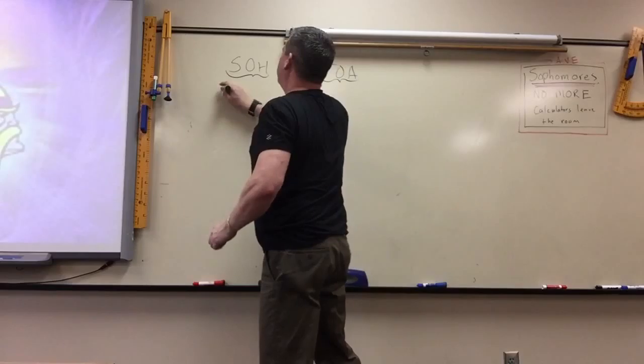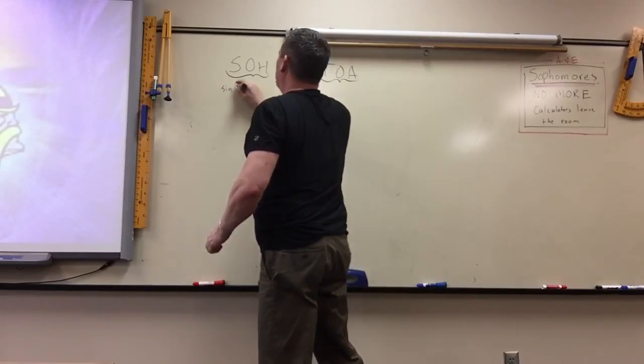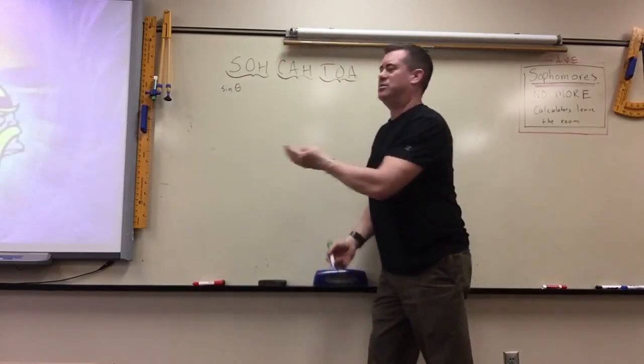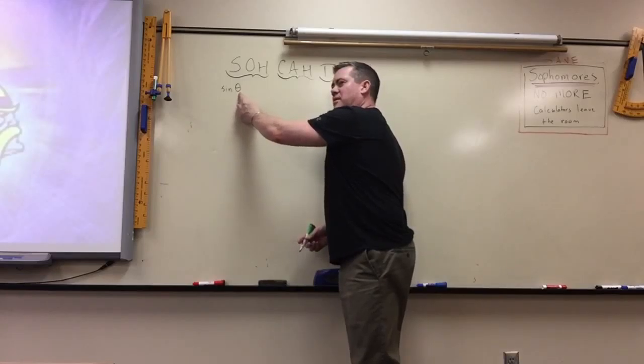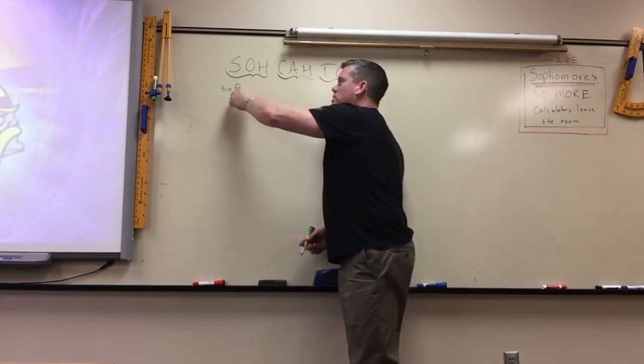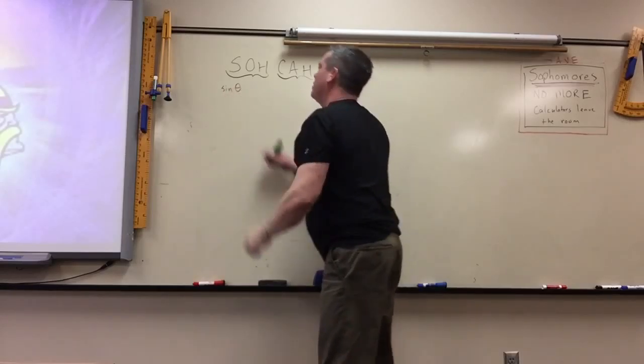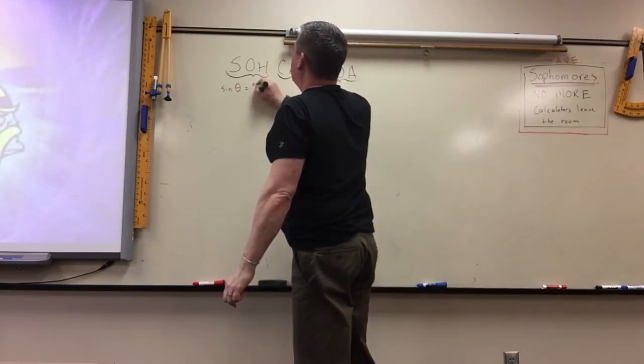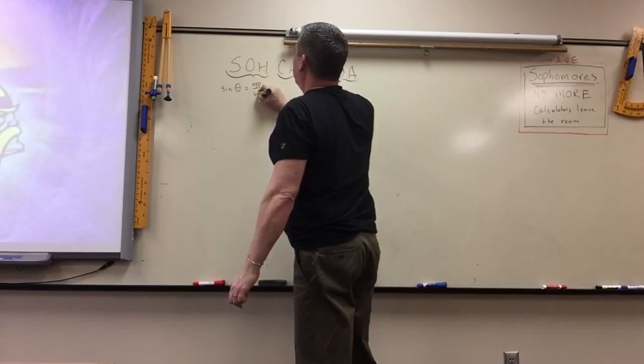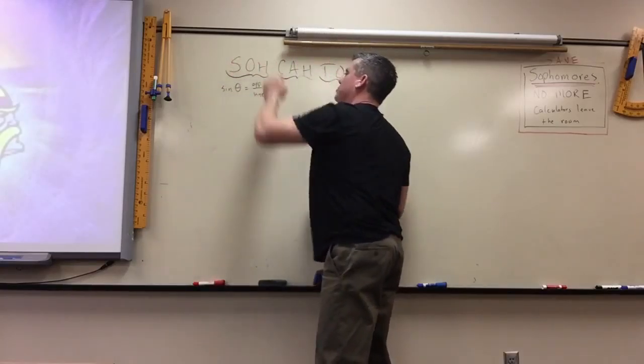The S stands for sine. So it's the sine of the angle. So that's just a theta sign. It's a Greek alphabet letter, just like using an X or a Y. So that just means the sine of the angle equals opposite over hypotenuse, SOH.